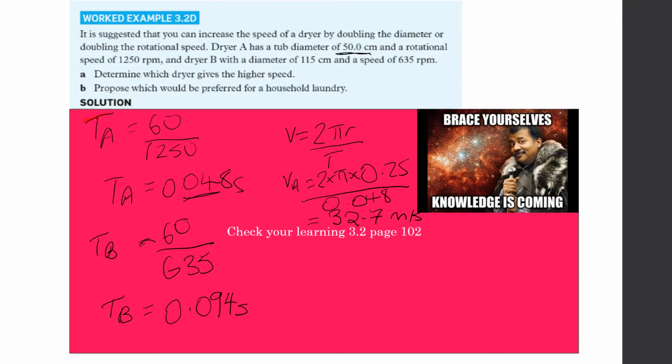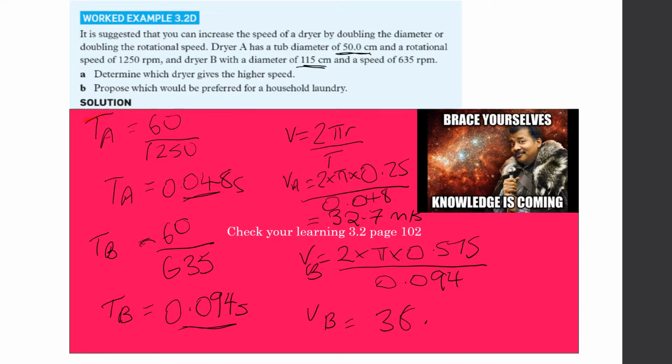Then if we do B, again we've got 2 pi r, so 2 times pi, and the radius in this case is given, well, we've got a diameter of 115, so we need to divide it by 2 and also divide it by 100 to convert it to meters, and that gives us 0.575 divided by the period, which we got here as 0.094. That gives us a velocity of B of 38.43.